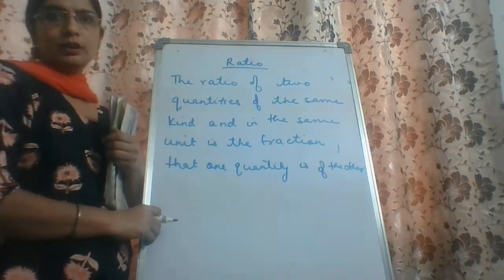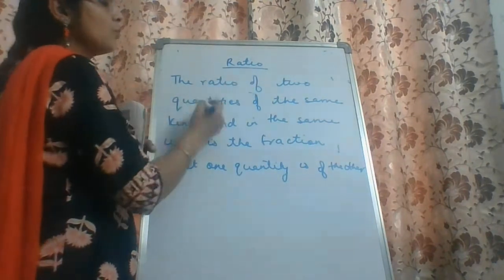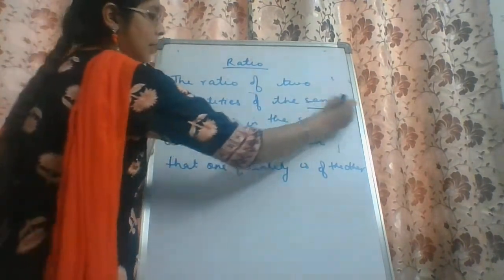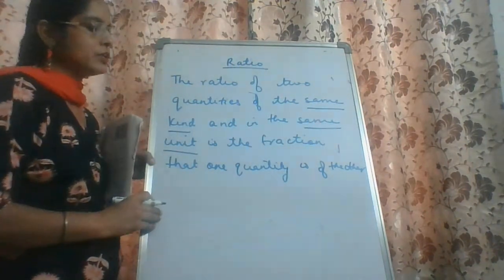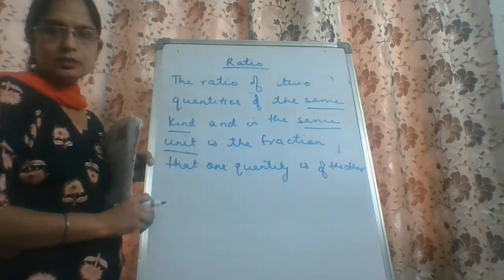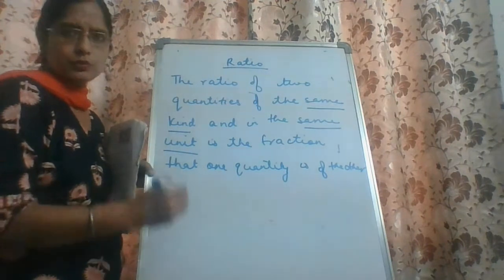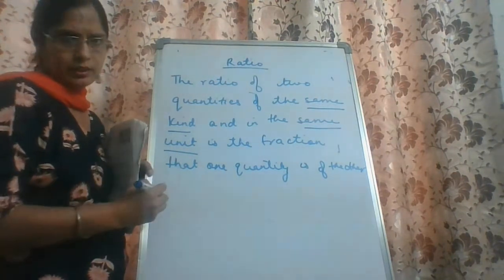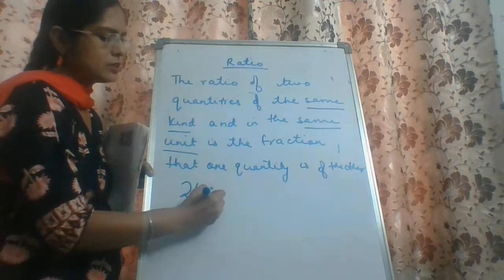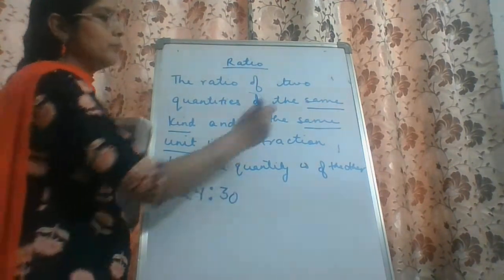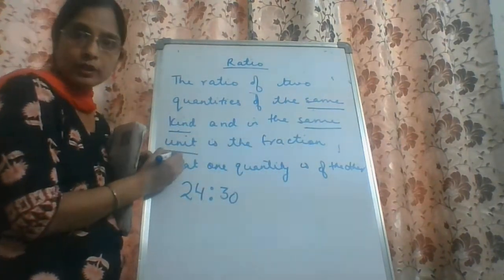Good morning, everyone. Let us start with ratio. Ratio of two quantities of the same kind and the same unit is the fraction that one quantity is to the other. For example, let the weight of two students be 24 kg and 30 kg. Then we can write it as 24 is to 30. It should be of the same kind and in the same unit.